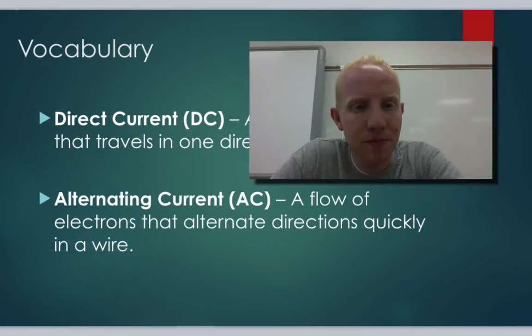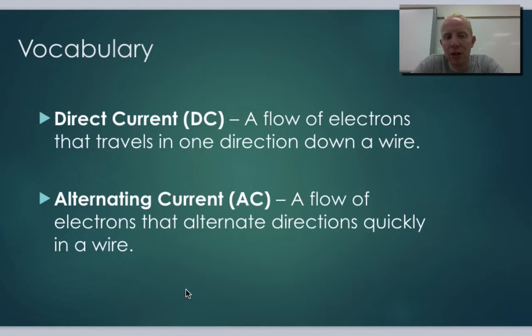But first, let's talk about what the two types of currents are and why they were being debated so much. The two types are direct current and alternating current. Direct current is a flow of electrons that travels in one direction down a wire. Alternating current is the flow of electrons, but they alternate and switch back and forth quickly through the wire. Let's look at why one might have an advantage compared to the other.